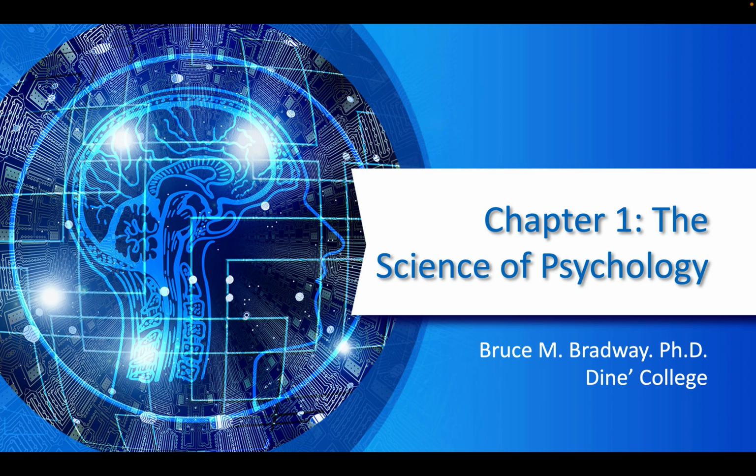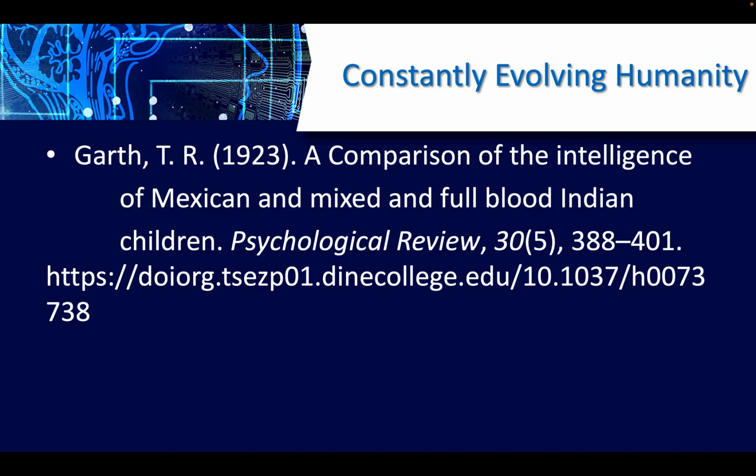Okay, so let's start with this research. Like I told you before, this was part of the eugenics movement, and this is research that was done by Thomas R. Garth in 1923. It's a comparison of the intelligence of Mexican and mixed and full-blood Indian children, and it appeared in the Psychological Review, which was the 30th volume in 1923. The Psychological Review started in the 19th century, and I got it out of the library, as you can see.